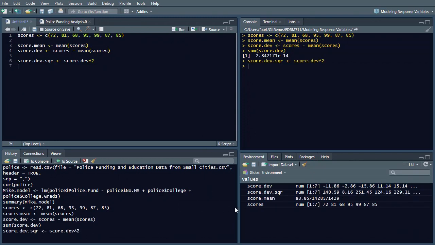And we can see that when we look at those, they're all positive numbers now. And this is what we're actually going to focus on. Now, here's a term you did not hear in EDRM 710, but you heard it plenty of times in EDRM 711. We're going to take those squared deviations and add them up, and that has a name. It's called sum of squares.